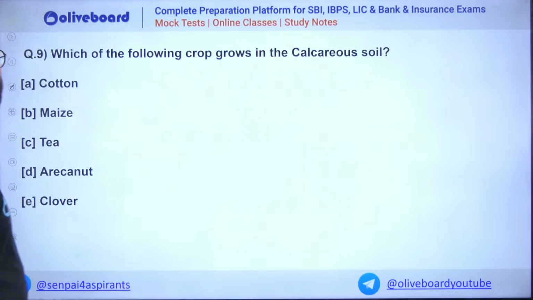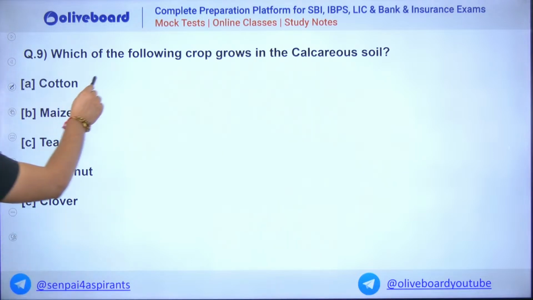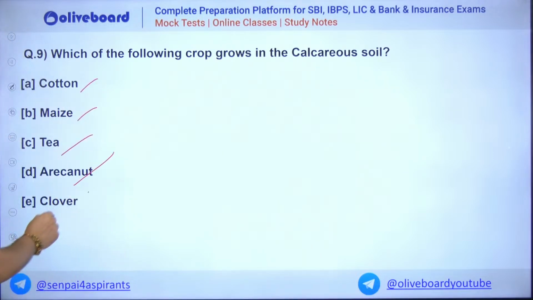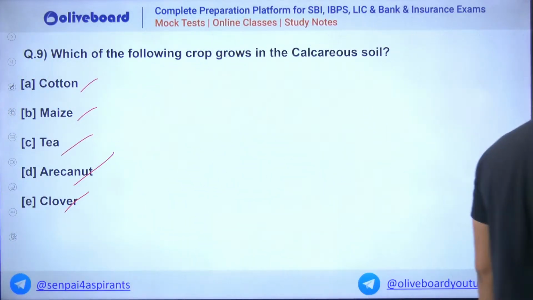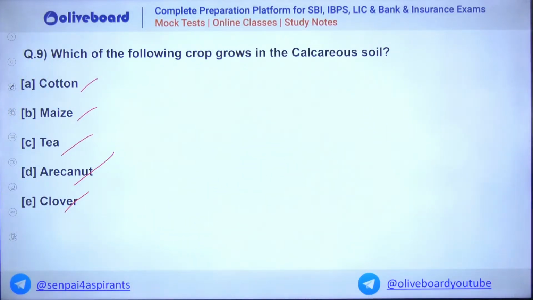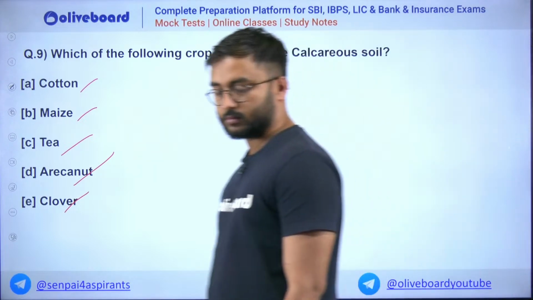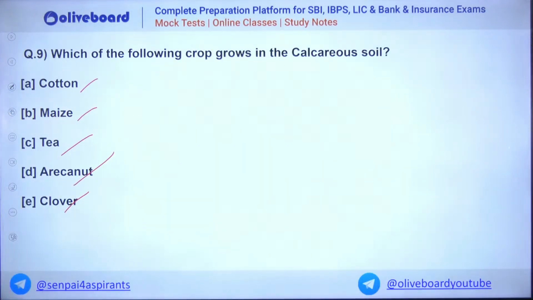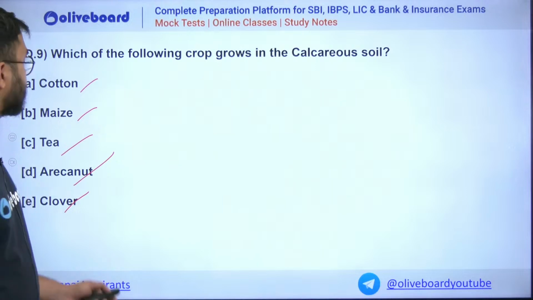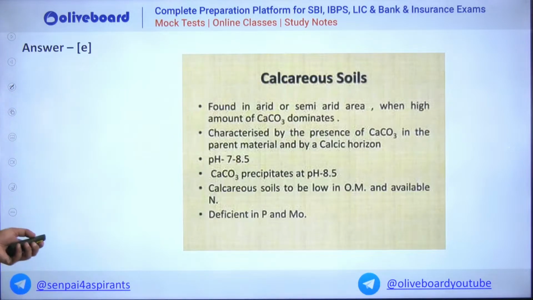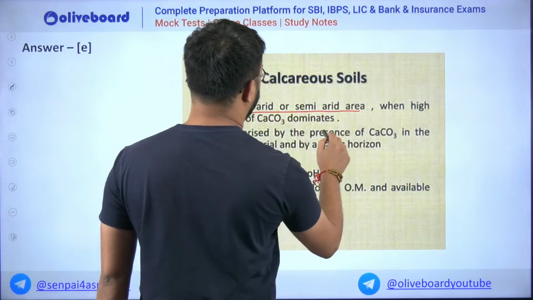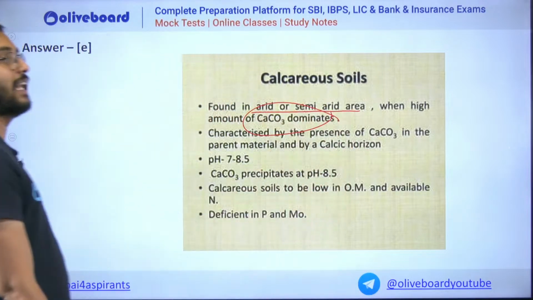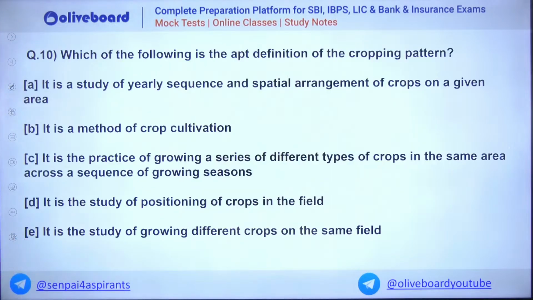Okay. Which of the following crops grow in calcareous soil? Cotton, maize, tea, areca nut and clover. Answer. The answer here is E, that is clover. Calcareous soil is found in arid and semi-arid region. CaCO3, that is calcium carbonate, dominates this type of soil.